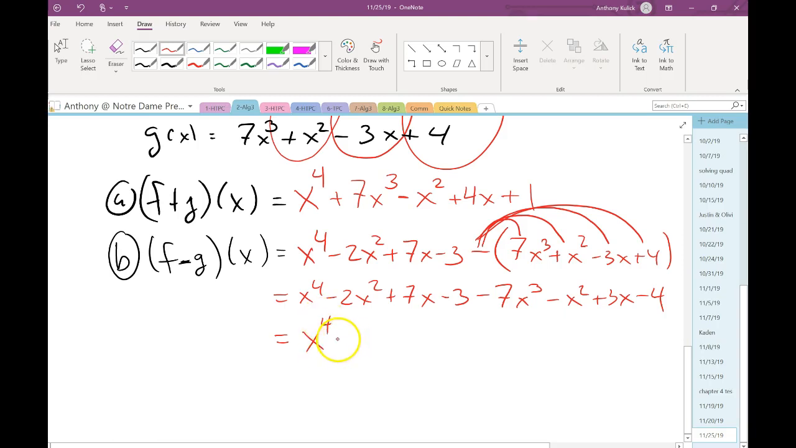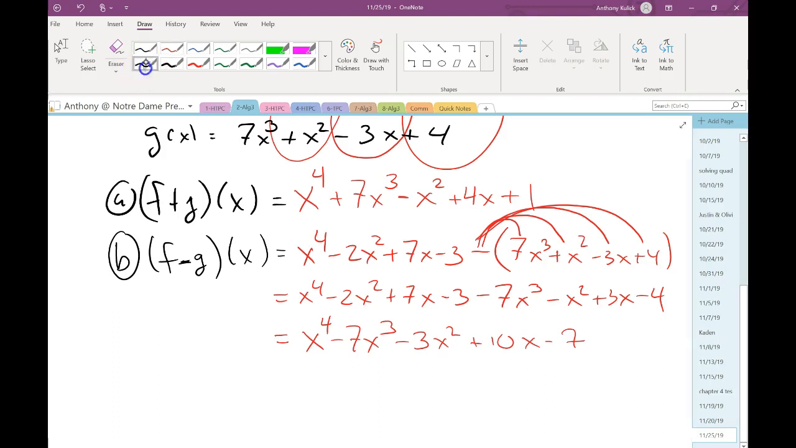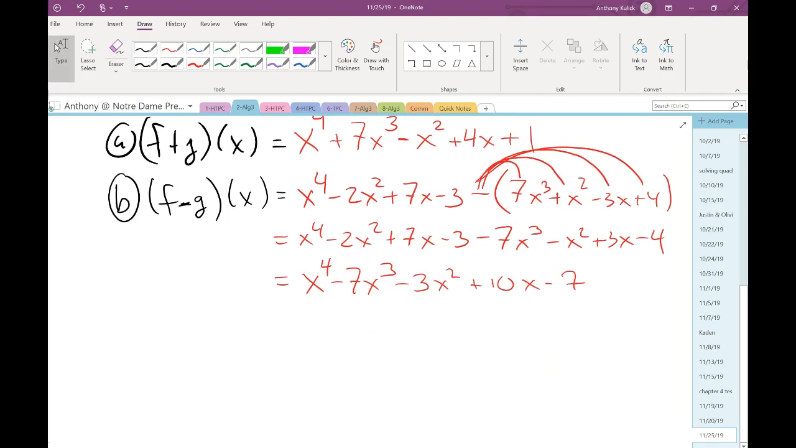Very good. Everybody happy with that? So, again, not too bad there, right? The only thing we have to really worry about is making sure we distribute that negative across the entire polynomial. And then everything else is just combining like terms.